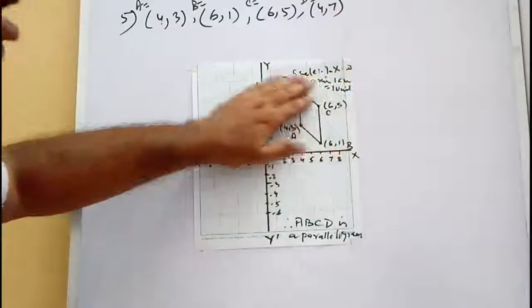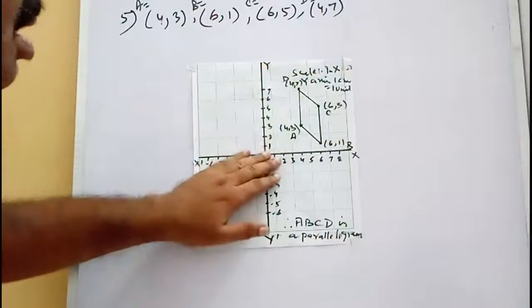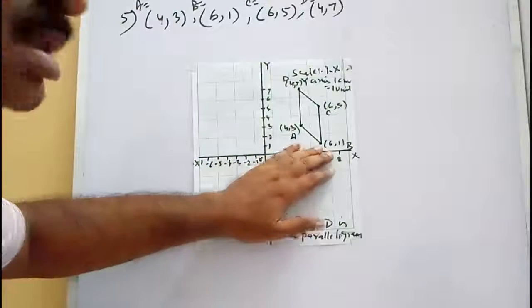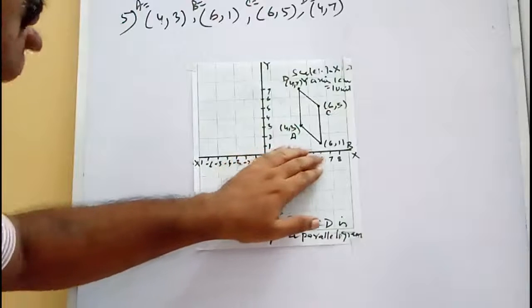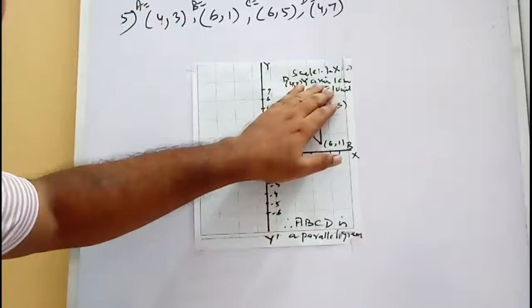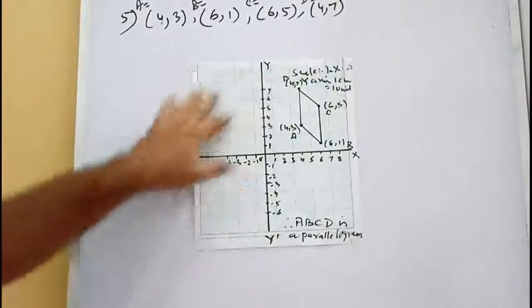On that side, you write the scale, whatever you take for the points on x-axis and y-axis. What measurement you have taken to show these points, mention in scale. This you have to do on graph sheet.